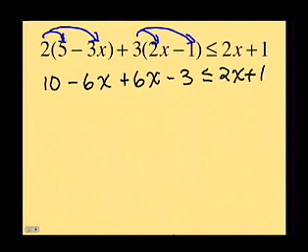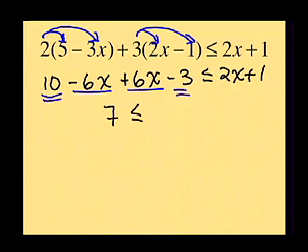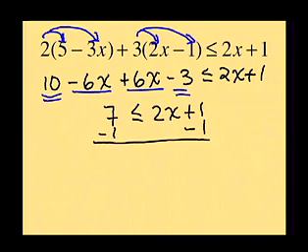And now we can combine like terms. That is, we can take the x's and combine them. And look what happens. They actually add up to 0. We can take the 10 minus 3, and that gives us 7 on the left-hand side. That's going to remain less than or equal to 2x plus 1. Now I subtract 1 from both sides, and I get 6 is less than or equal to 2x. I divide both sides by 2.